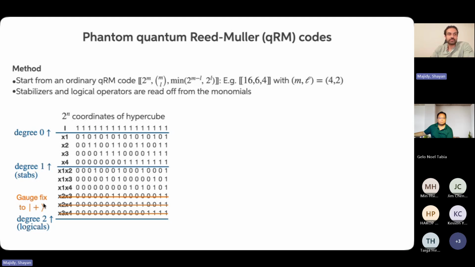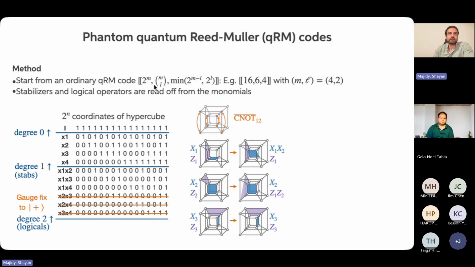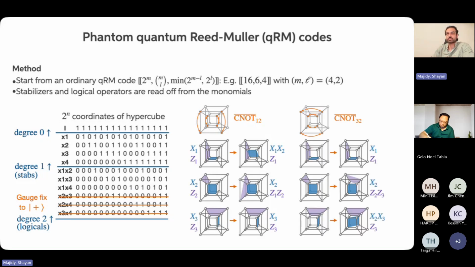What we do is gauge fix some of our logical operators to the plus state, to give us the freedom to map between any other logical operators via just permutations. We can do this to convert these quantum Reed-Muller codes to phantom codes. There's a very nice geometric picture of this with hypercubes: in this case, you have a hypercube, and the squares of the faces are logical operators. The permutations of the cube allow you to flip the faces around to do different logical gates.